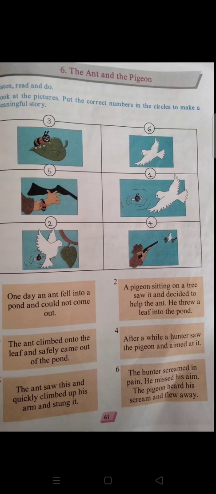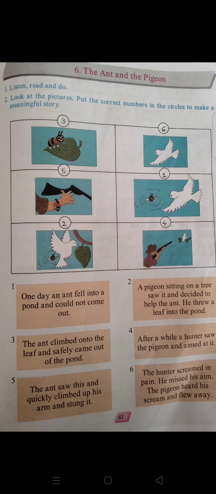So what did we learn in this story? We learned that there was one ant one day and he had fallen into the pond, and a pigeon saw him and gave one leaf to the ant so that he can climb on the leaf and come out of the water. So with the help of that leaf, the ant came outside of the water and his life was saved. But after some time, a hunter came in the jungle and he was going to shoot the same pigeon who helped the ant.